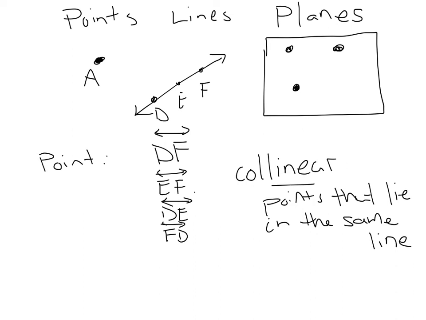So non-collinear then would represent what? What's the word non mean? Not. So here we can say points that do not lie on the same line. Right? Make sense? And I'm not going to write that down. You go ahead and write that down.